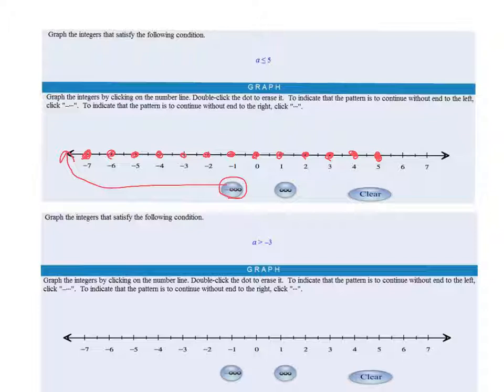That means I would have to start at -2. And that's going to be the first integer that's greater than -3. And then -1 and 0 and 1 and 2 and 3, 4, 5, 6, 7. And I want it to continue on, so be sure to hit this little button right here and show that it would continue on to the right. That's how we are graphing integers on a number line.